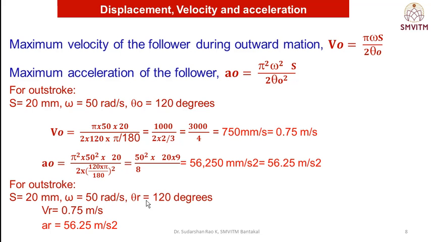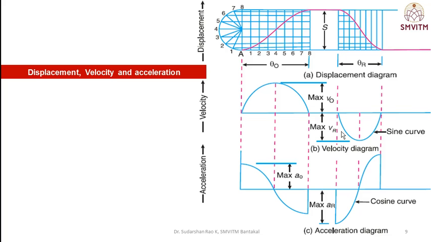The angle for both the return and the ascending and descending are the same, 120 degree, therefore we will get the same values. If there is a change in the angle, then the value will change. Both ascending and descending are SHM, therefore we get the same value. This is the displacement, velocity and acceleration curve, ascending and descending SHM only. You will get the sine curve for the velocity, with the maximum velocity at the ascending and the descending. Then for the acceleration you will get the cosine curve for the simple harmonic motion.